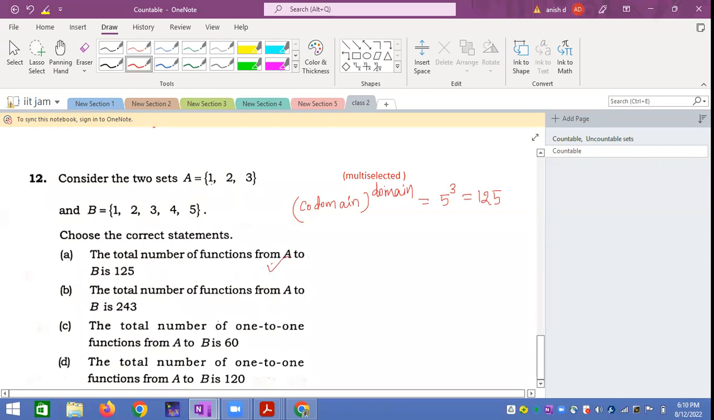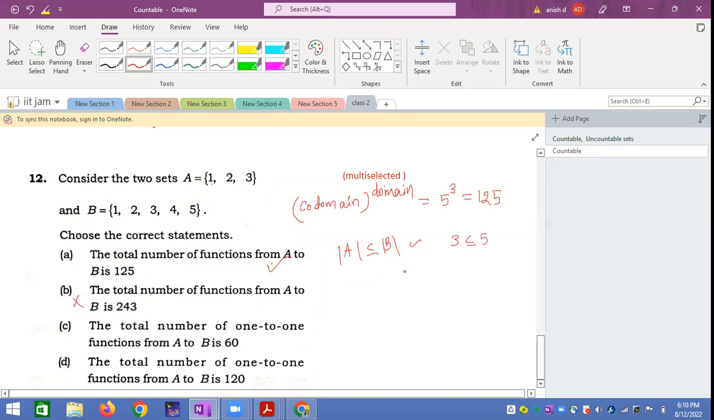It is a multi-select question, meaning more than one option is correct. This option says the total number of functions from A to B is 234. This is the wrong one. The next is the total number of 1-1 functions from A to B. How to find the total number? What is the first condition? If the number of elements in A is less than or equal to the number of elements in B, then 1-1 functions exist. Here, 3 is less than 5.